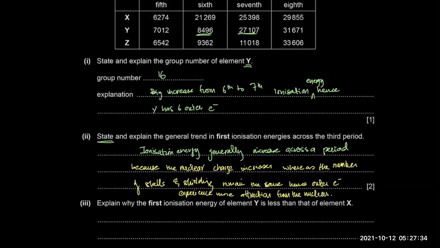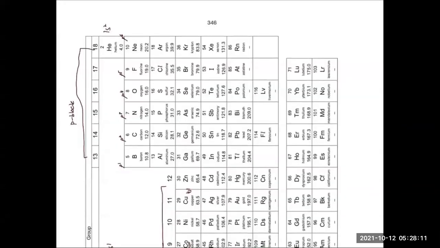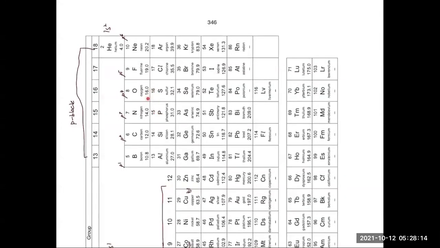All right. Explain why the first ionization energy of element Y is less than that of element X. So element Y is group 16, and element X is group 15. Right? Because we have a big jump from the 5th to the 6th. Now, why is there a dip in the trend? Group 15 period 3 is phosphorus and this is sulfur. So why is there a dip from phosphorus to sulfur? Anyone remember? Let's go back for a second. If you guys remember, phosphorus was P3 and sulfur was P4, right?